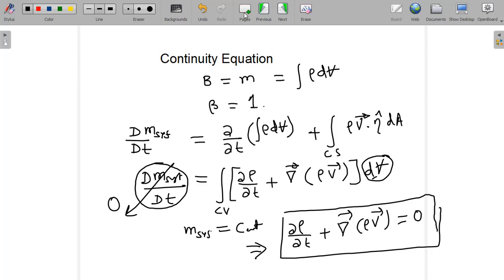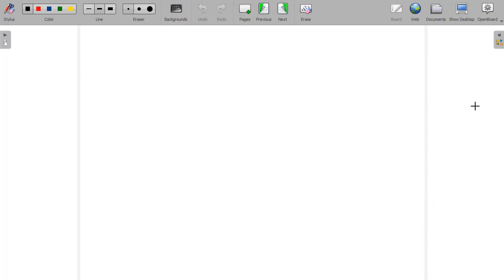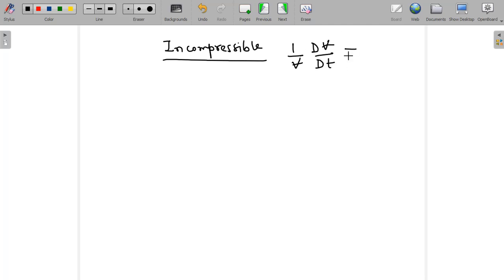Now for this particular case we are going to derive it for the 2D incompressible flow, and let us see what the form will be. So first we are going to consider the incompressible flow. For the incompressible flow, the definition is that the volumetric strain rate is equal to 0, then we call that particular flow incompressible flow.